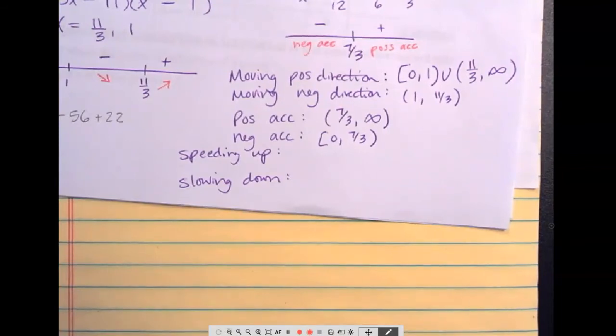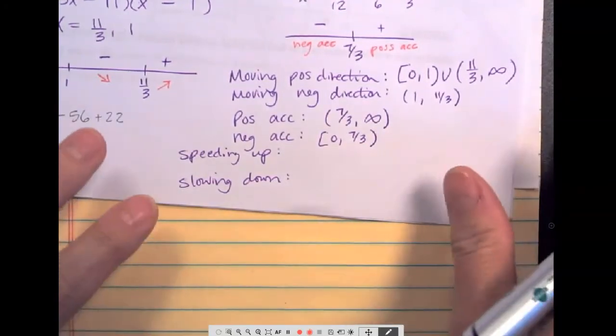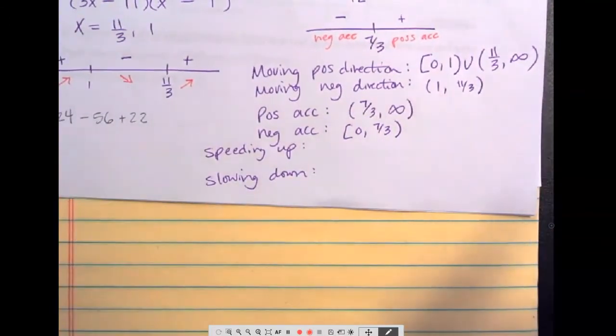Okay, here's the key. If acceleration and velocity have the same sign, you are doing what? Speeding up. If acceleration and velocity have different signs, then they are working against each other, and you are slowing down. Okay, say that again. It'd be anything greater than 11/3. It's speeding up.